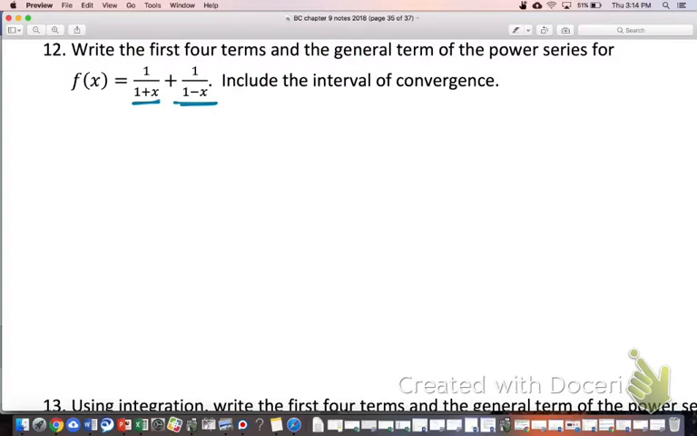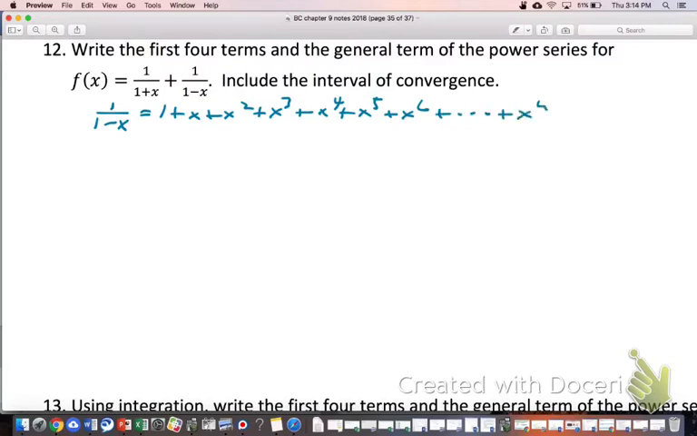And so what I'm going to do is write these out, and then we'll try to put them together to find f of x. So 1 over 1 minus x is equal to 1 plus x squared plus x cubed. I'll do a few more of these, I think. X to the 4th, x to the 5th, x to the 6th, something like that. Plus x to the n.